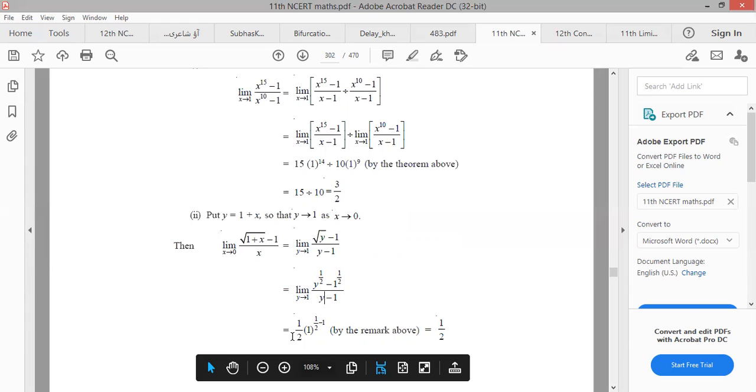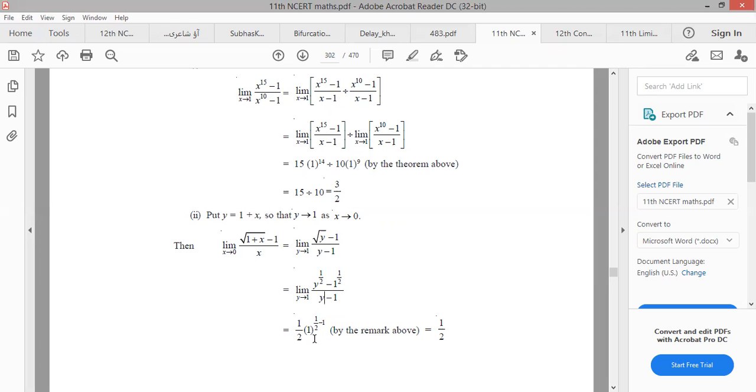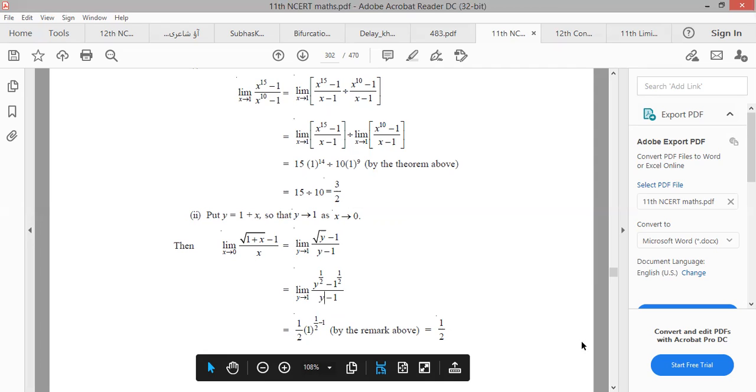So we can write here 1 by 2 into 1 raised to the power 1 by 2 minus 1. So it will be 1 by 2 into 1 raised to the power minus 1 by 2. 1 raised to the power minus 1 by 2 is once again 1. So it is 1 by 2. So the answer is 1 by 2.